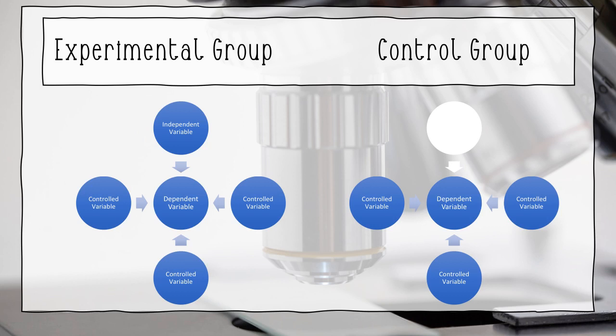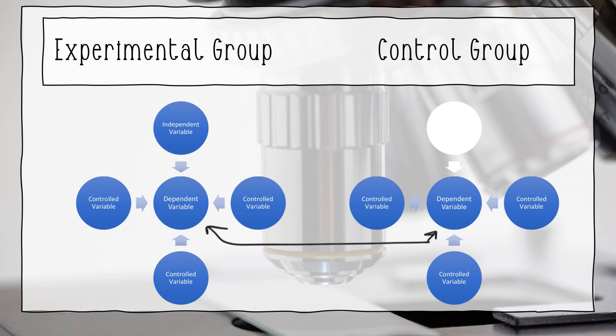You have two groups in any kind of experimental investigation, manipulative investigation: the experimental group and the control group. You've got the dependent variable, and that dependent variable is where you're going to be making comparisons of data. So what's different between the dependent variables in these two groups?